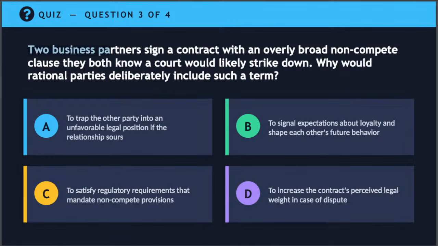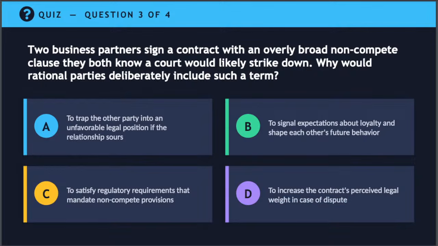So question 3. Two business partners sign a contract with an overly broad non-compete clause they both know a court would likely strike down. Why would rational parties deliberately include such a term? Some of our choices here. A, to trap the other party into an unfavorable legal position if their relationship sours. B, to signal expectations about loyalty and shape each other's future behavior. C, to satisfy regulatory requirements that mandate non-compete provisions. Or D, to increase the contract's perceived legal weight in case of dispute.